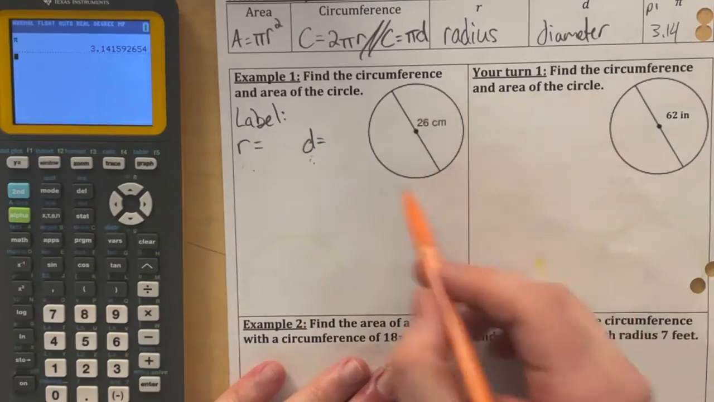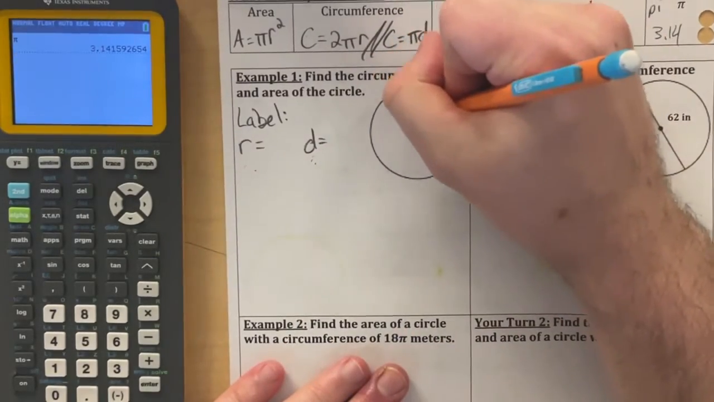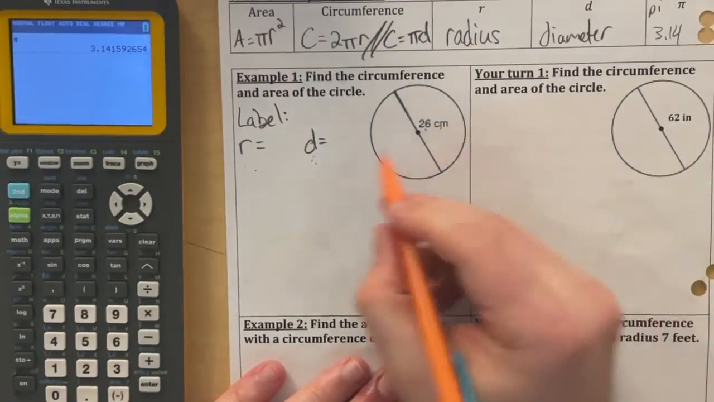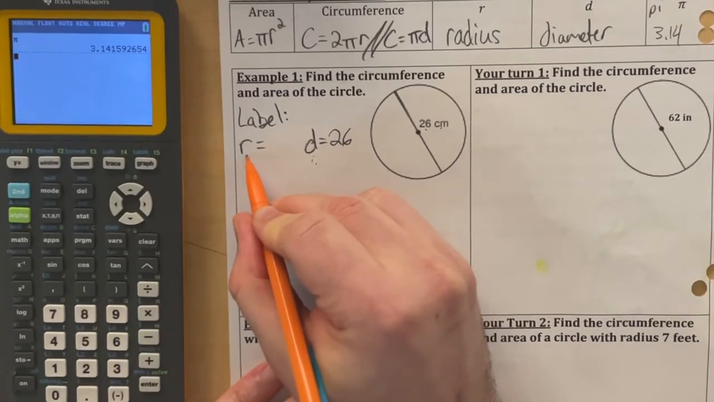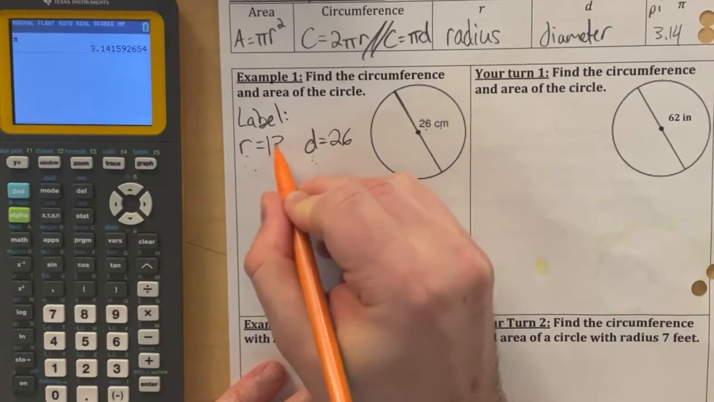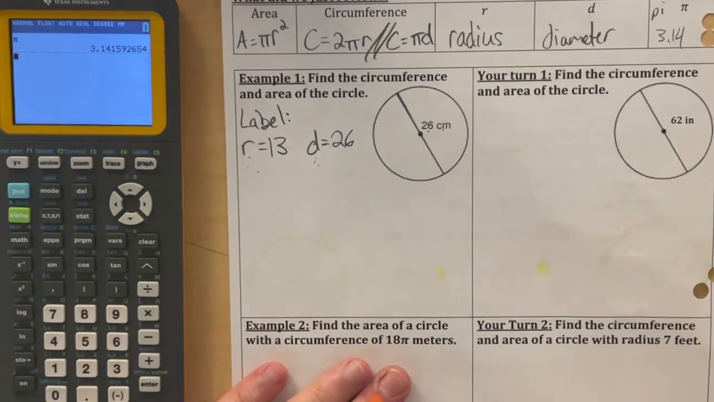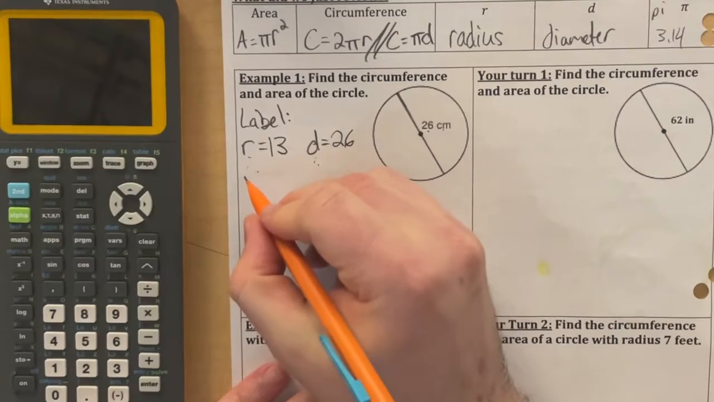So what does it give us in this picture? Well, it's saying the entire length across is going to be 26 centimeters. So that means that our diameter is 26. That means our radius is half of that. So we'd say our radius is 13. Once I have my labels, I can have my formula.